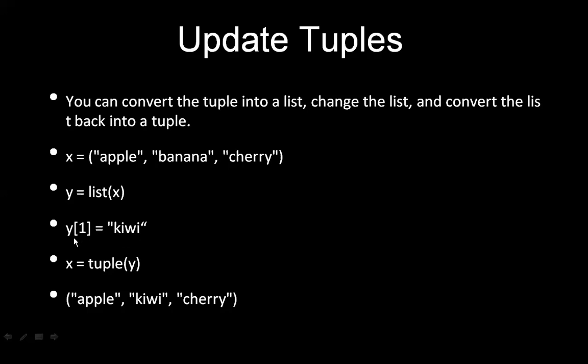Now once again I need to convert the list y into a tuple. So that's what I'm doing here, x equal to tuple of y. And then when I print the value of x, you will get the result here. So this is how, theoretically, we are going to update tuples. Now we will be looking at the practical concept.